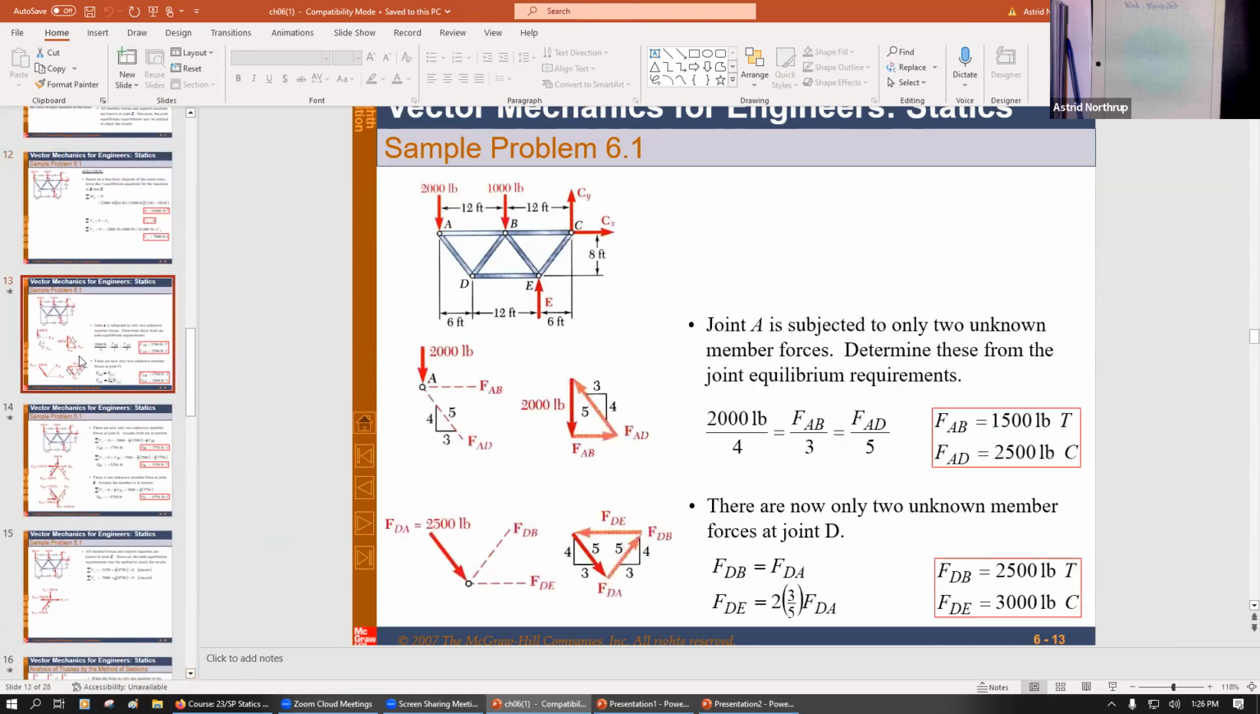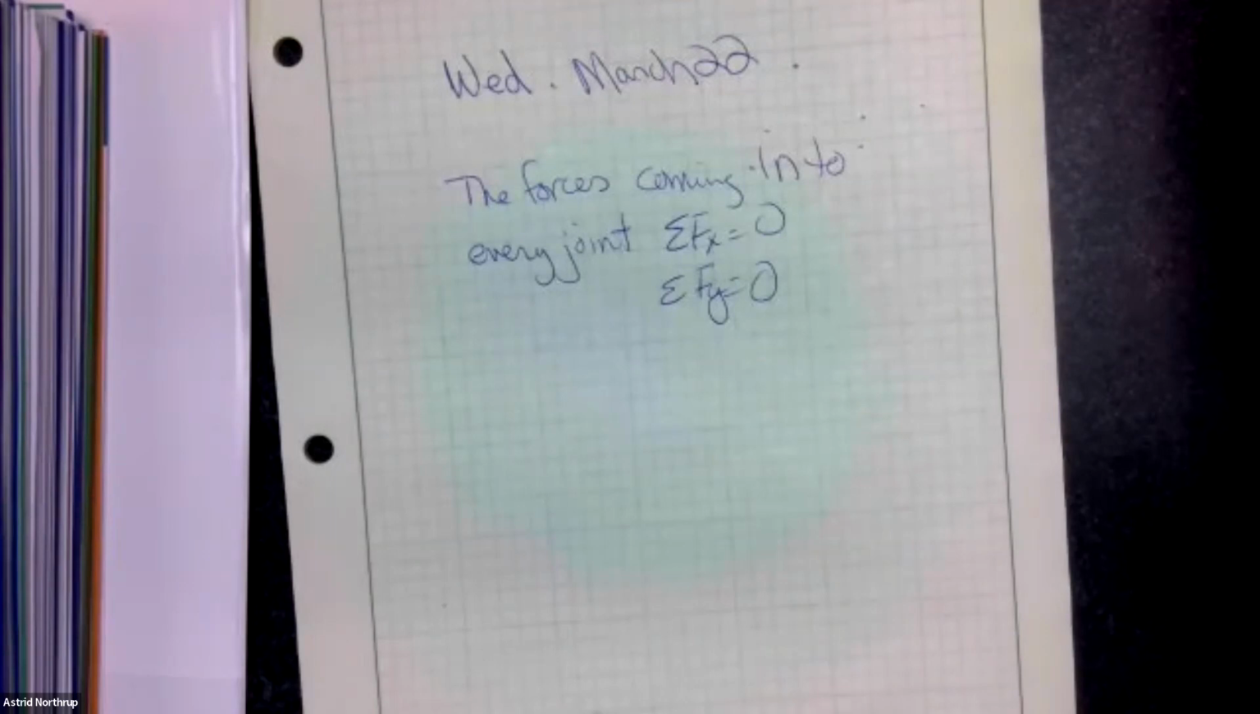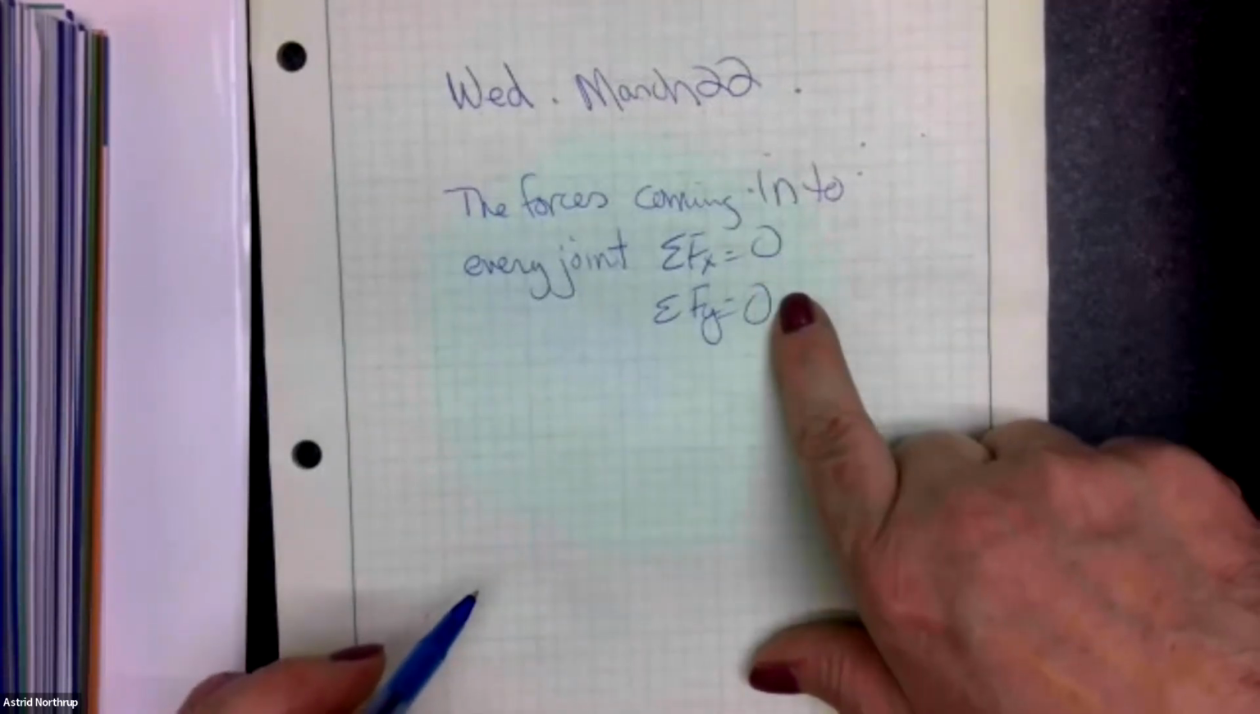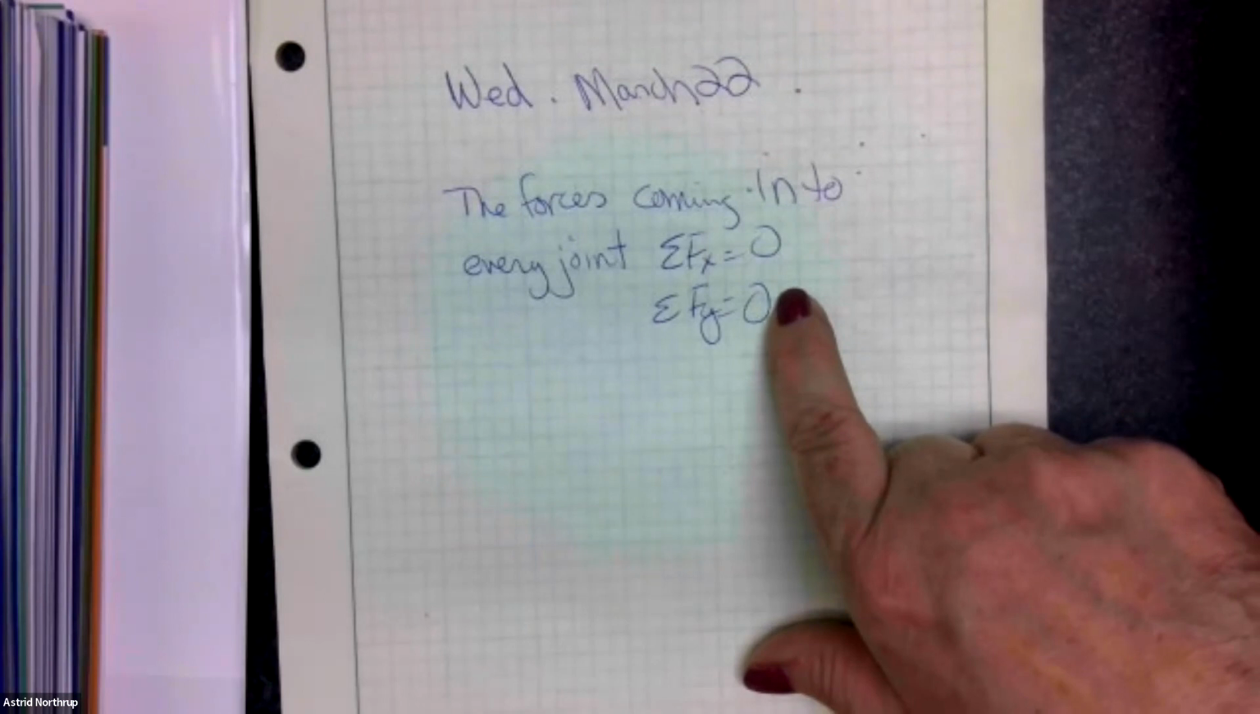Okay, so continuing with this, now they use triangles, which is fine. The method of joints says this very simple proposition, which is the forces coming in to every joint must sum F sub X equals 0 and F sub Y equals 0. Okay, so in other words, our conversation about the static equilibrium extends itself to those points of connection.